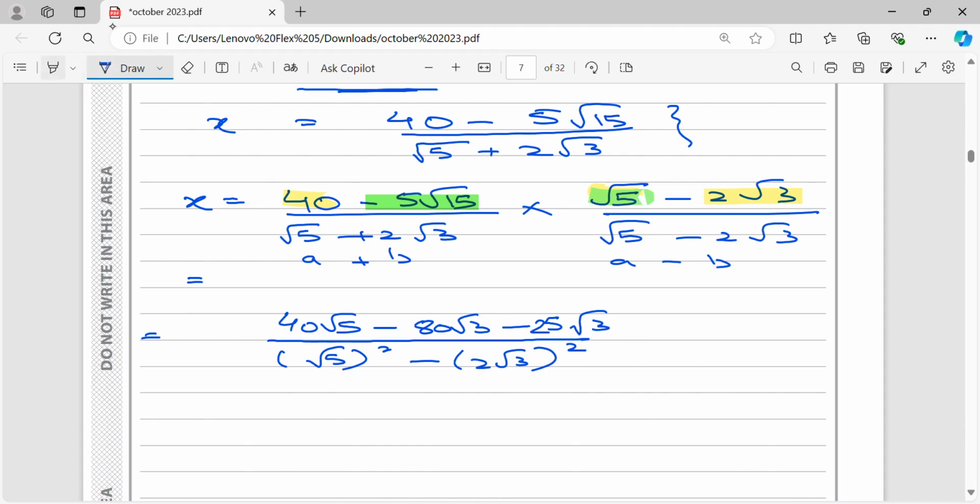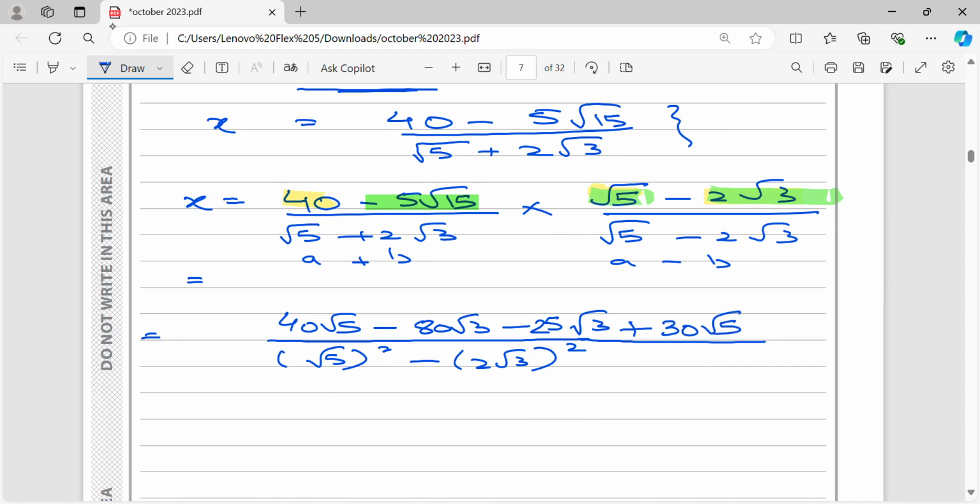Okay. Then minus 5 root 15 times negative 2 root 3. So let's multiply it. Negative, negative, positive. 2 times 5 is 10. And root 15 times root 3 is 3 root 5. So this is 3 root 5, or I can straight away write down 30 root 5, because you're using a calculator here, so you can straight away write down 30 root 5.